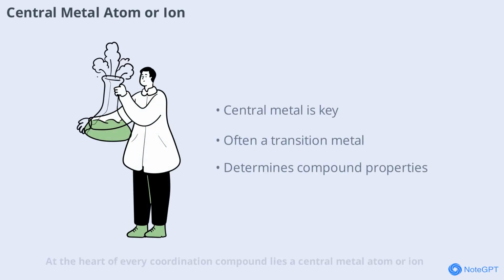At the heart of every coordination compound lies a central metal atom or ion. This metal acts as the anchor, attracting ligands through its positive charge and ability to accept electron pairs. Common metals found in coordination compounds include transition metals like iron, copper, and cobalt. The nature of the central metal greatly influences the properties and stability of the resulting complex. Understanding the role of the central metal is crucial for predicting how coordination compounds behave in different environments.